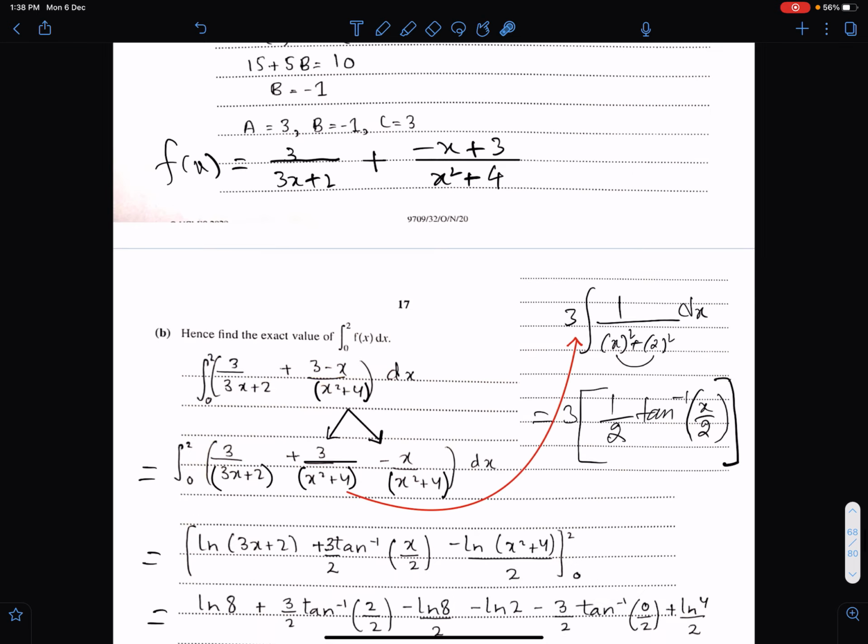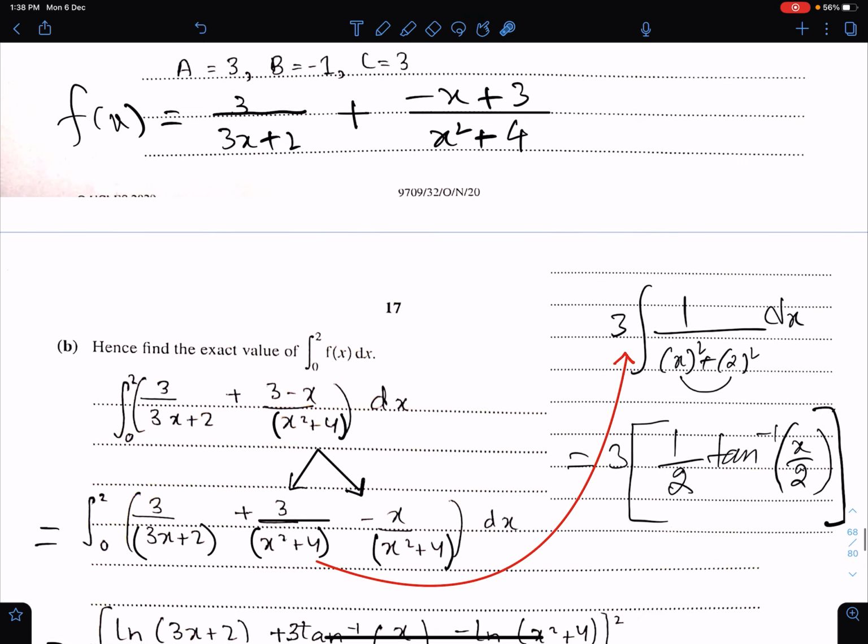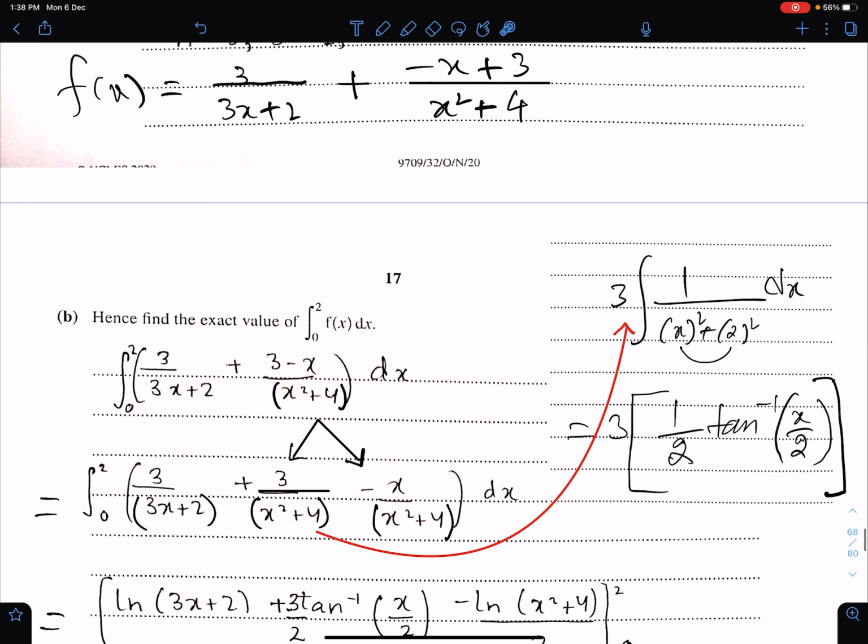Now, the second part is very important of this question, which is integration. Hence, find the exact value of this. So, by taking sign of integral here and here with these two limits, 0 and 2, we have this equation. Now, we can simply integrate this with the help of basic formula 2. But this fraction is very important.